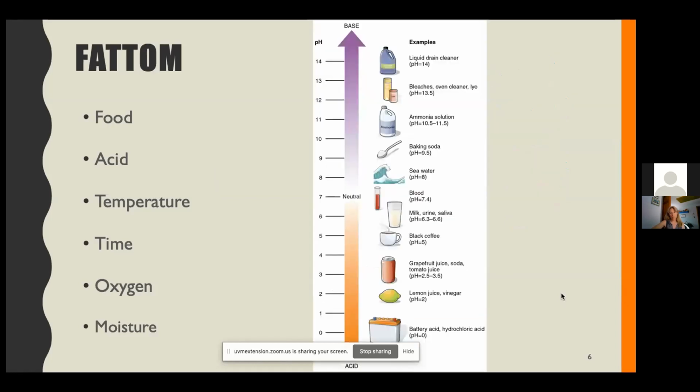So acid is next. This is the pH scale. It goes from 1 to 14, and it is, at its essence, the availability of hydrogen ions. So as you get more acidic, closer to 0, there are more hydrogen ions available to basically react with molecules and attack essential cell structures. And if that happens, the cell will die.